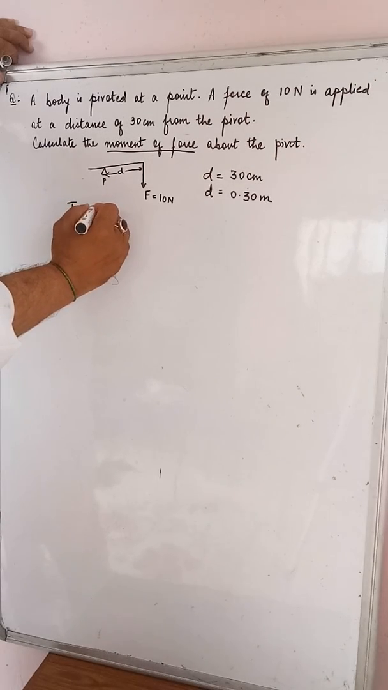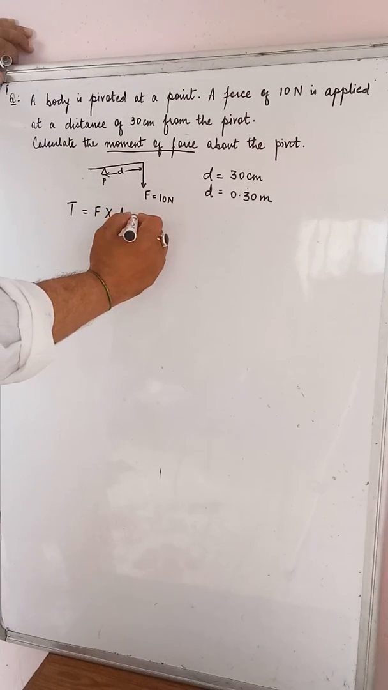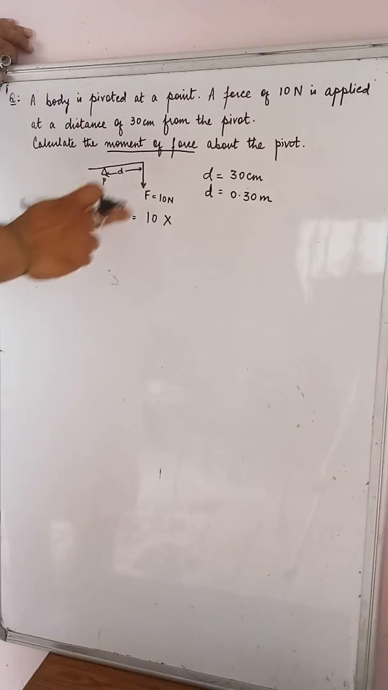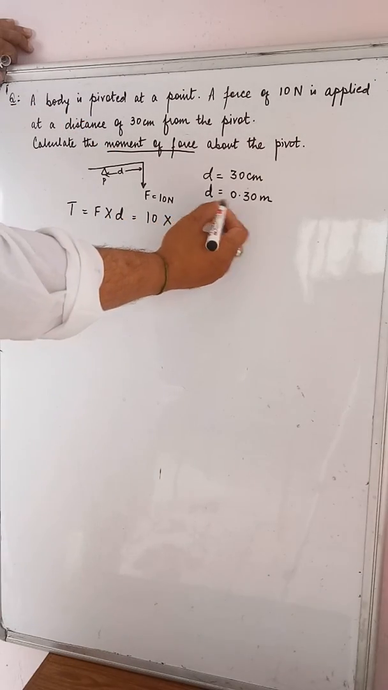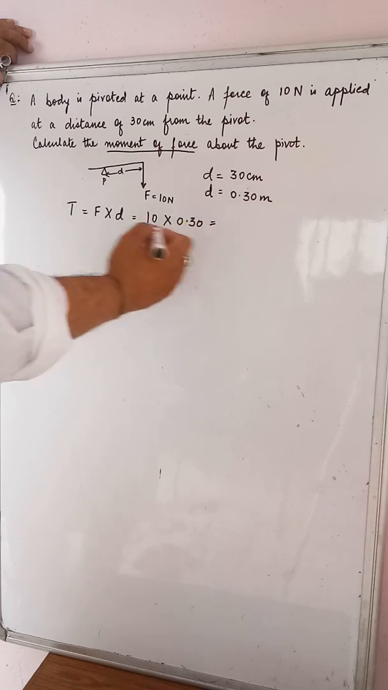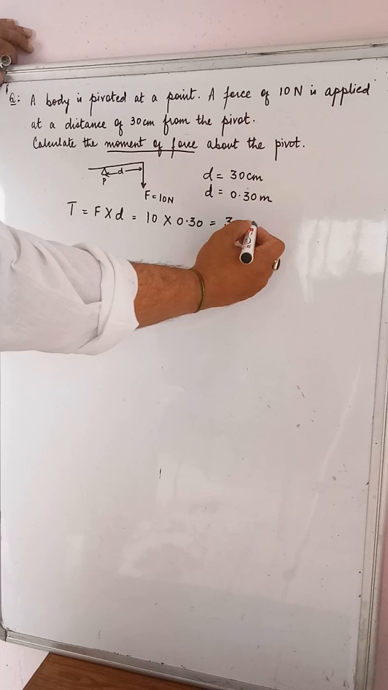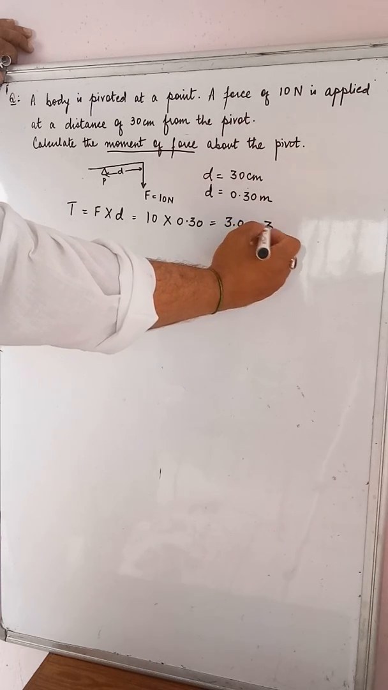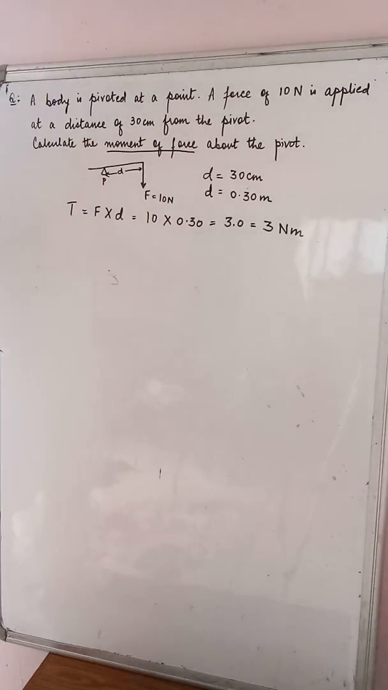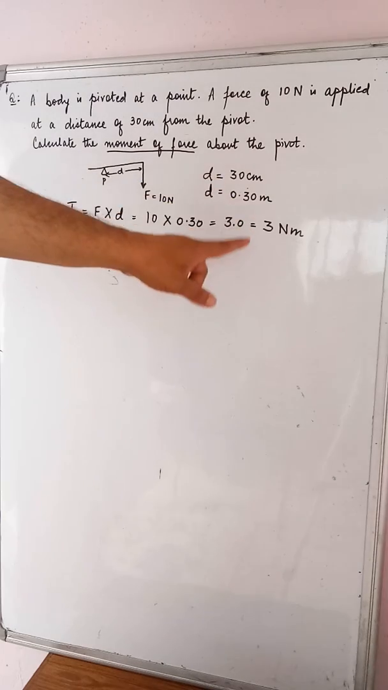The formula for torque is force multiplied by the perpendicular distance. So force is 10 Newton, which is already in SI unit, so we don't need to change anything here, multiplied by the distance. So that distance is 0.30 meters. Once you multiply, this will become 3.0 or simply 3 Newton meters. So the torque or the turning effect produced by this force is 3 Newton meter.